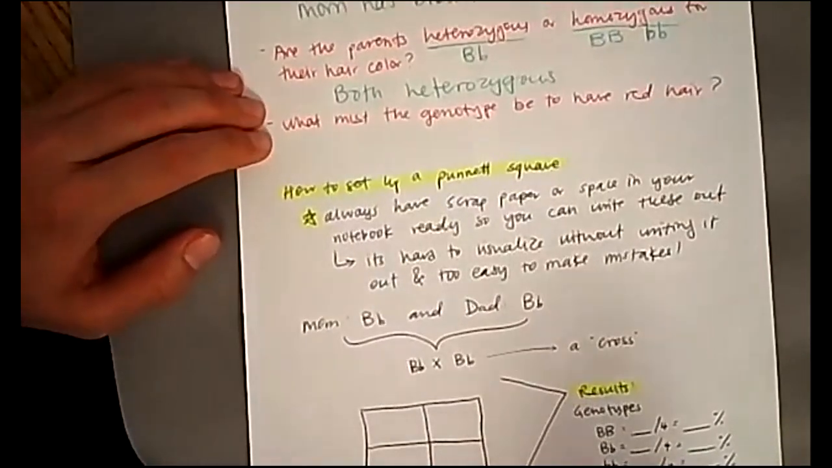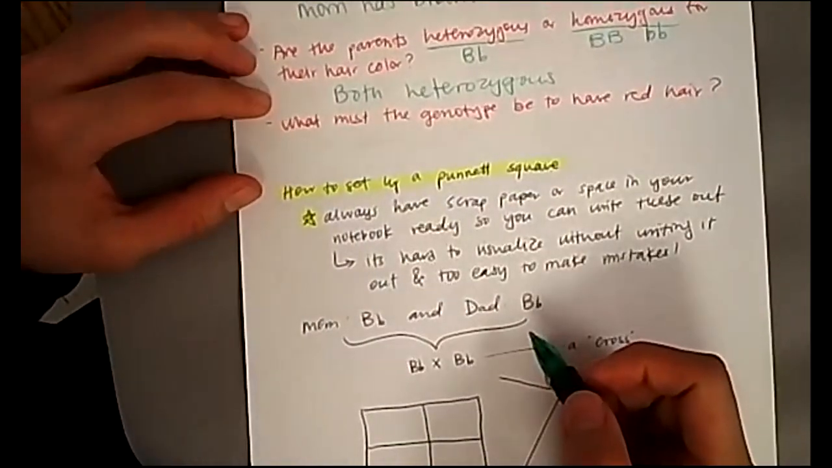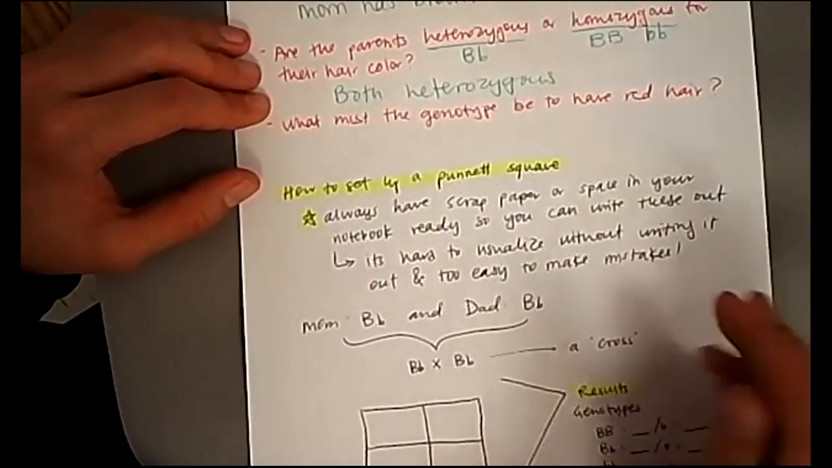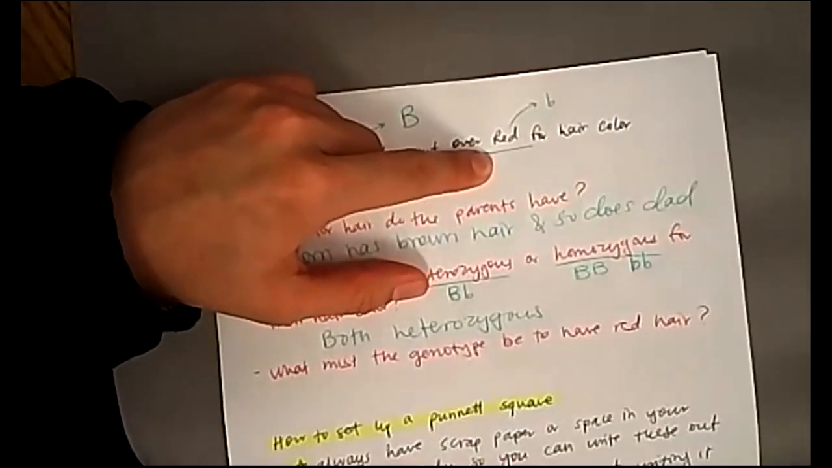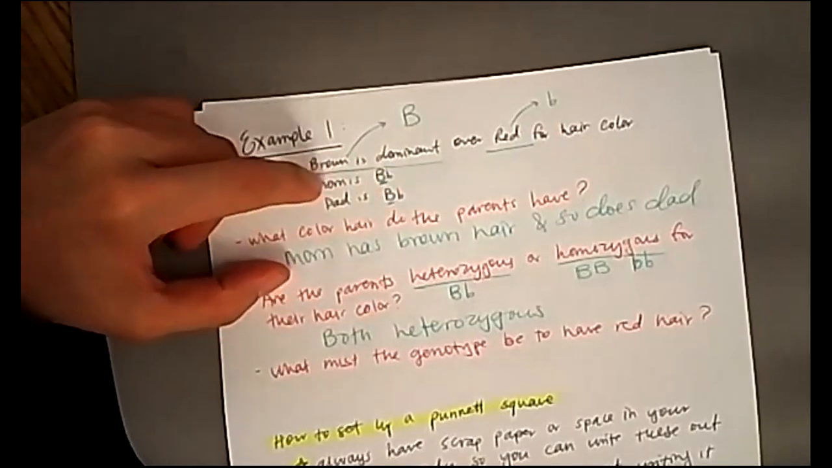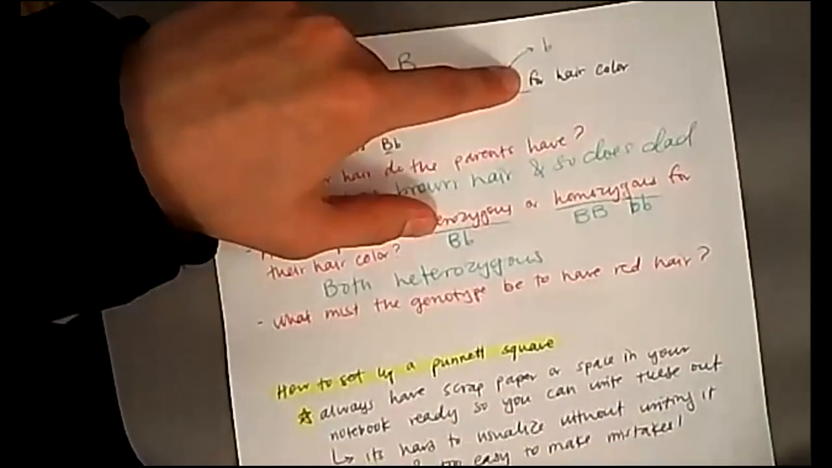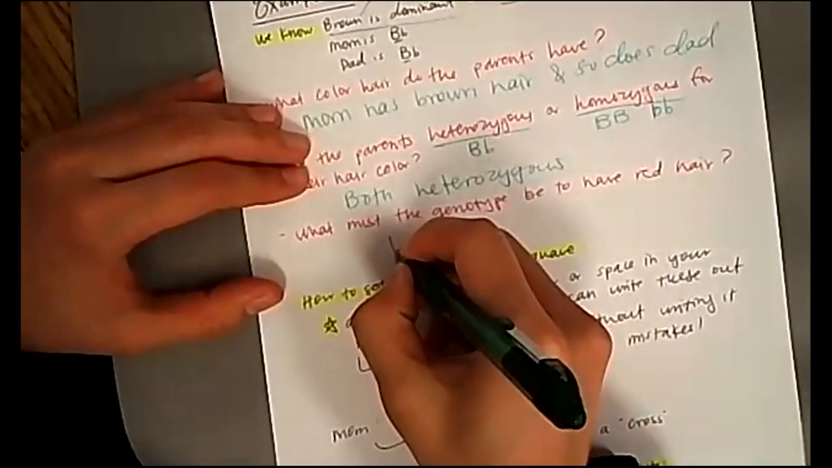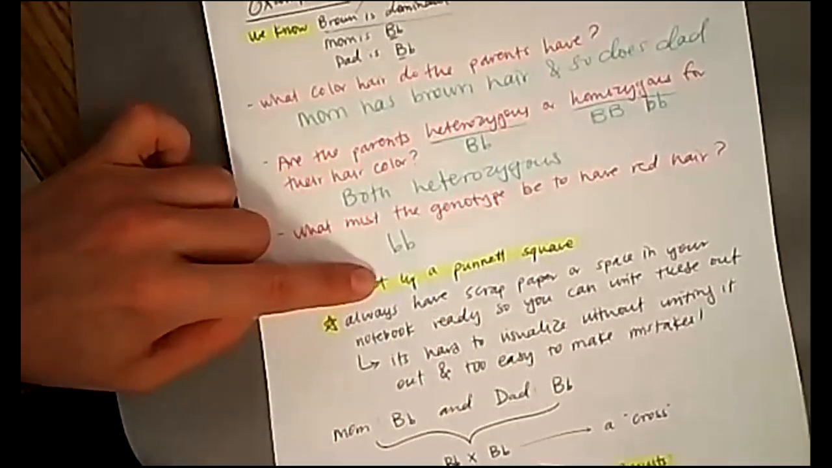The last question would be, what must the genotype be to have red hair? Now, red hair is recessive, right? We know that red is recessive. So if you even have one big B, you end up with brown hair, like the parents are. So if you want to get red hair, you have to have little b, little b to show the recessive trait.